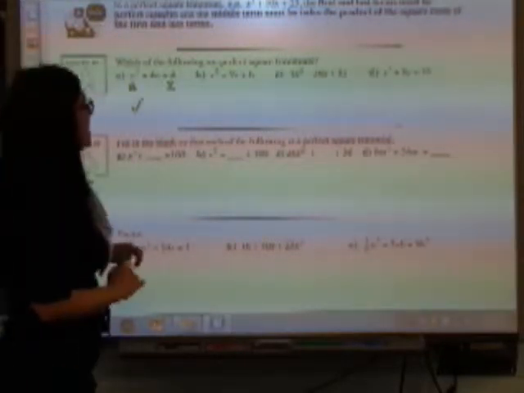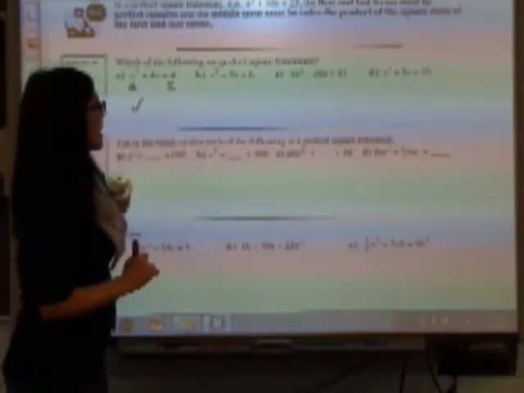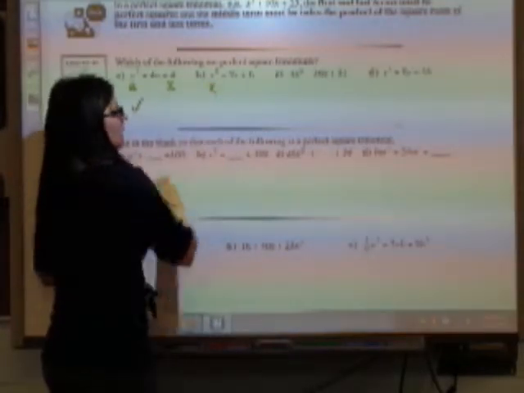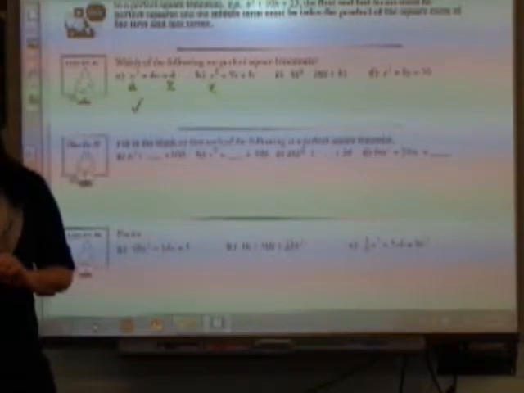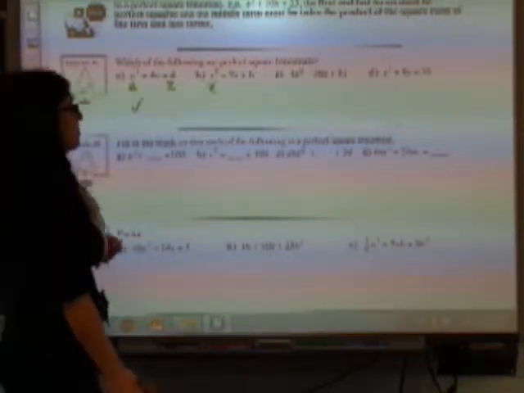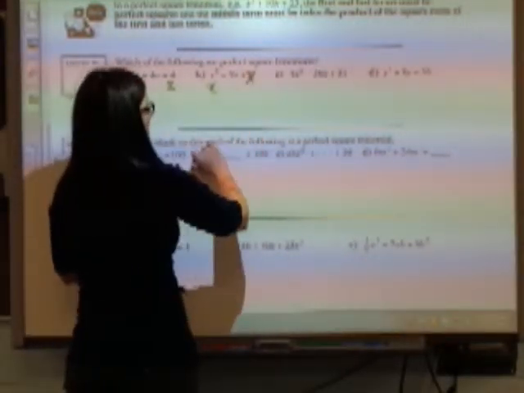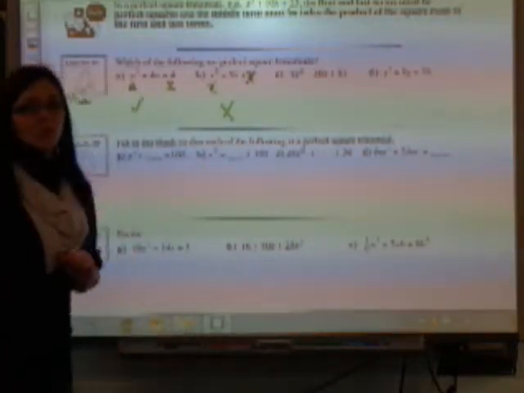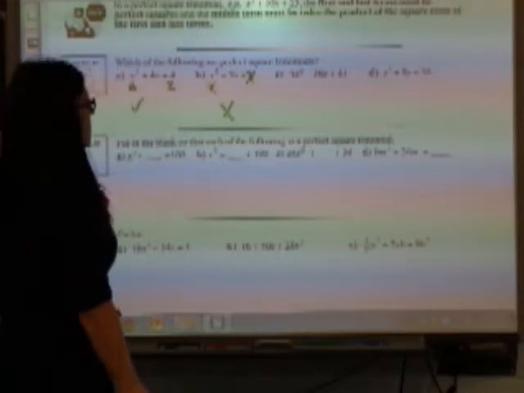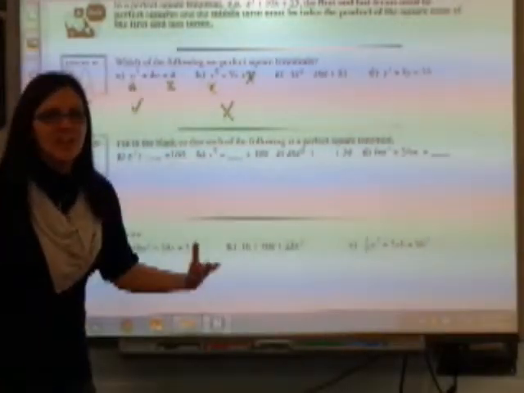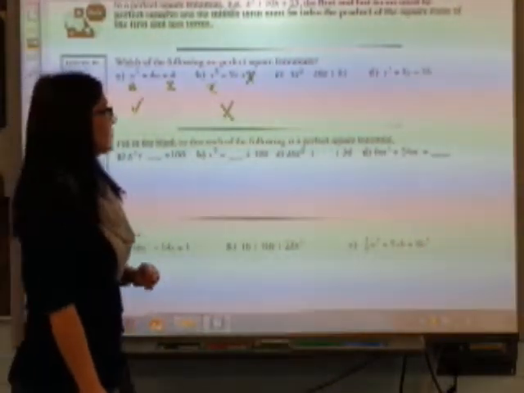If I look at b, can I square root x squared? Yes, I get x. Can I square root 6? Well, I can, but it's not very nice. So we actually say no, we can't. So this is not a perfect square trinomial. When we ask if we can square root it, we mean, is it a perfect square? Does it give us a nice number when we square root it?